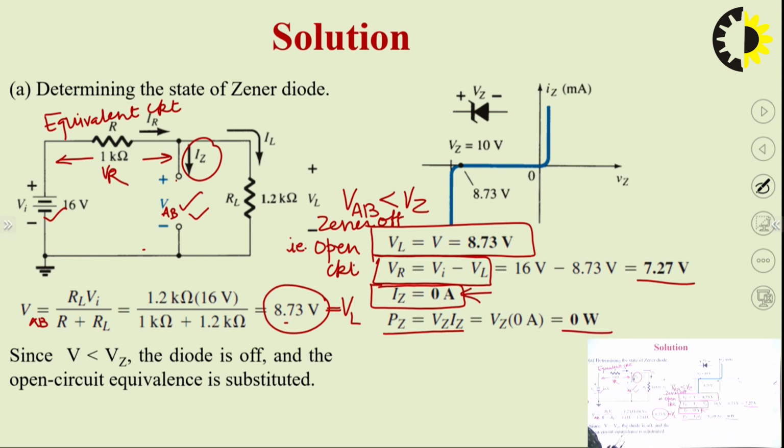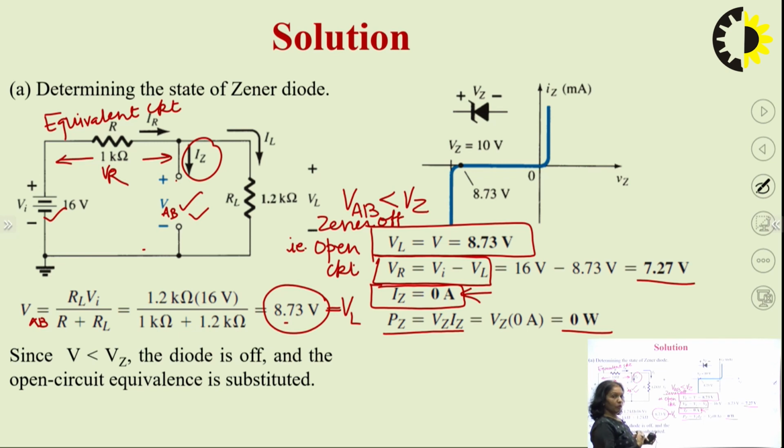So, in this complete problem, we have seen that the diode does not come in the on state because the value across the Zener diode is less than the designed value of the Zener diode, that is Vz. Because the value is less than 10 volts, that is the Zener voltage, our Zener diode is in off state throughout the program.